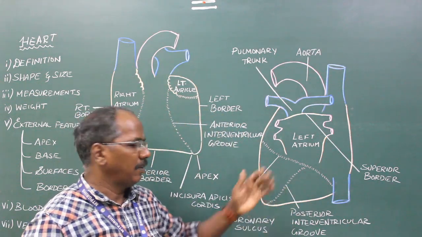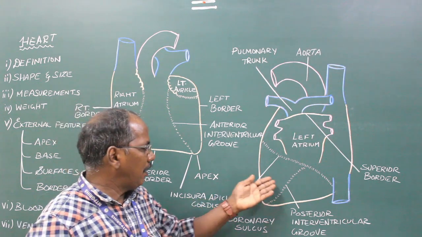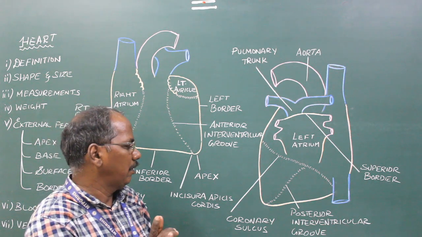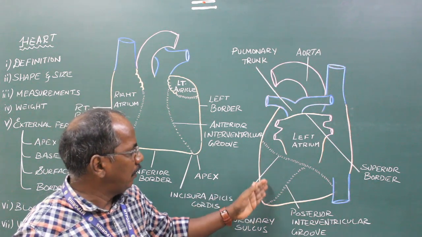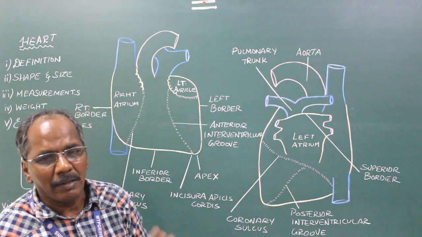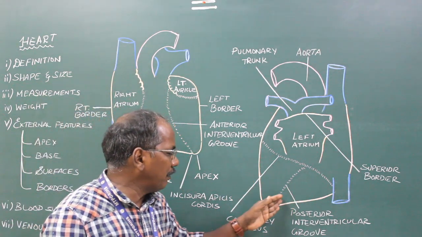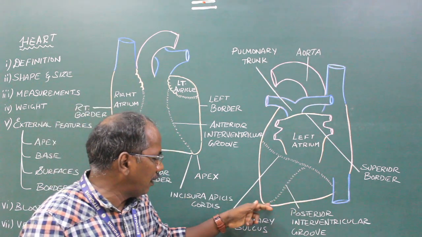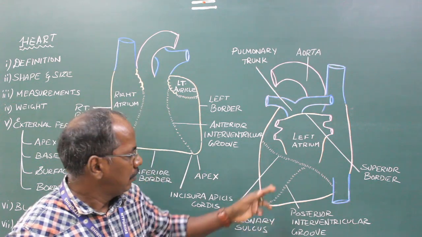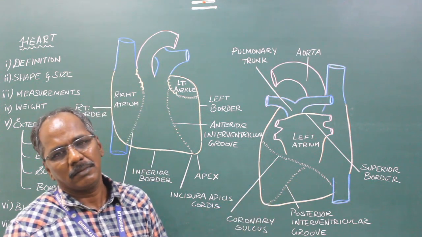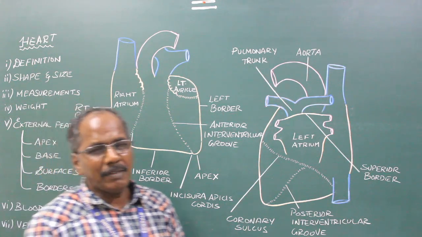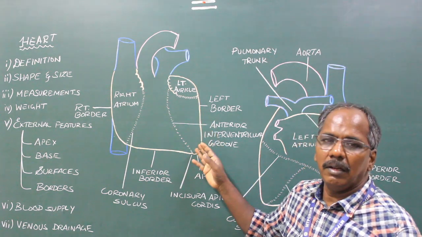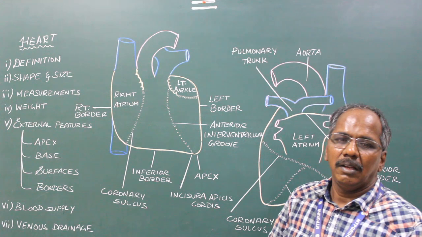Diaphragmatic surface. It is flat and it rests on central tendon of the diaphragm. The left 2/3 of the diaphragmatic surface is formed by the left ventricle and the right 1/3 of the diaphragmatic surface is formed by right ventricle. The posterior interventricular groove separates the 2 ventricles. Left surface. It is mainly formed by left ventricle and partly by the left auricle.